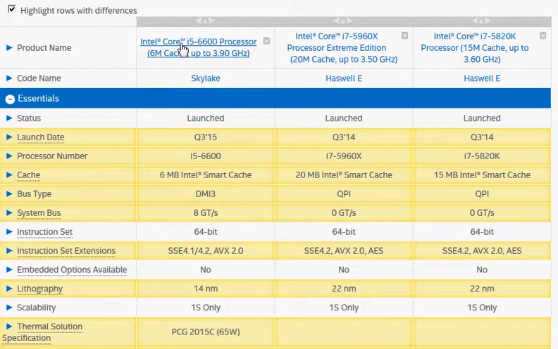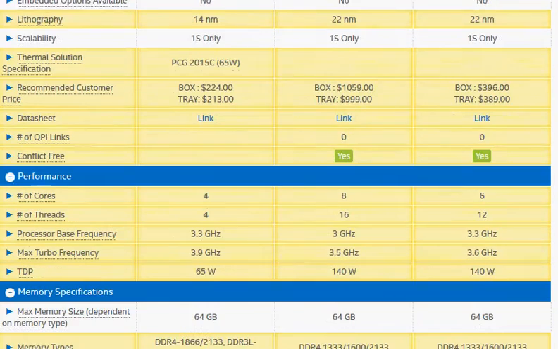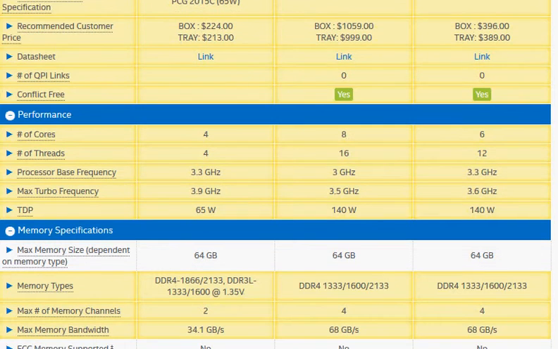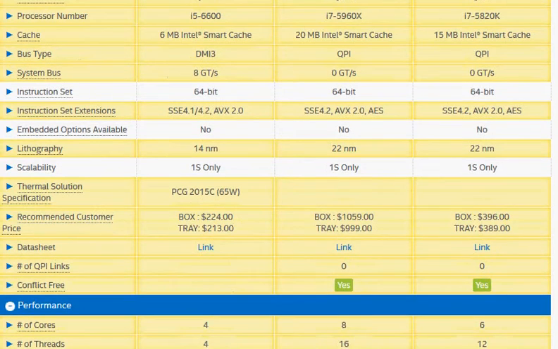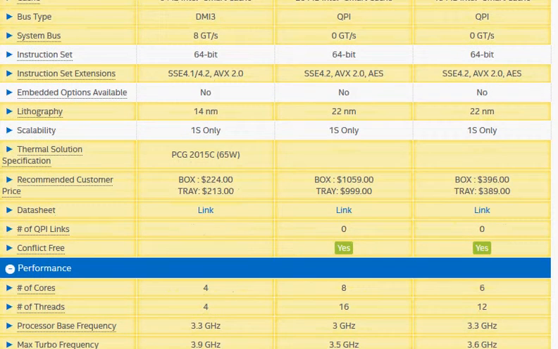So in this video, I'm going to compare Intel's Core i5-6600, the newest Skylake processor, with a year-old Haswell-E Extreme Edition processor, the i7-5960X. We'll start with the number of cores and clock frequencies. I have also included the i7-5820K because it makes more sense from the price to performance ratio.